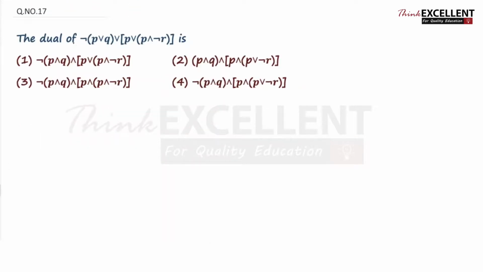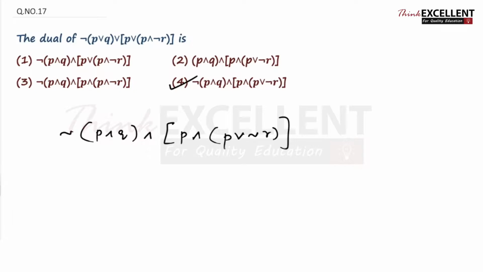The dual. Dual means what? It's a very simple thing. Just change meet into join and join into meet. No change in negation. So the negation remains the same. P join becomes meet, meet Q. Then again the join becomes meet. Then P join becomes meet. In another bracket, P join becomes meet, negation R. Just change meet into join and join into meet, you will get the fourth option.